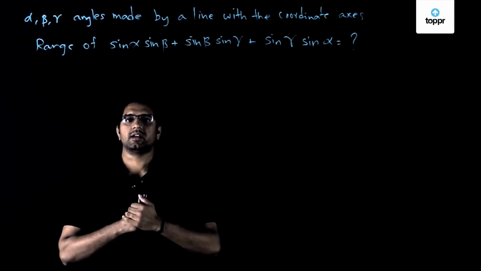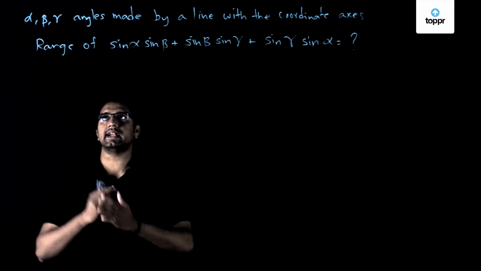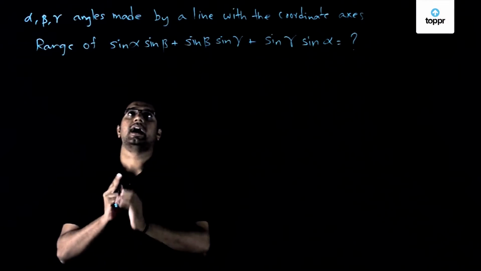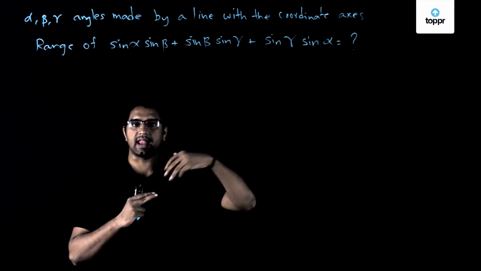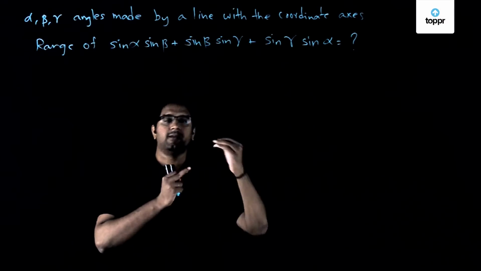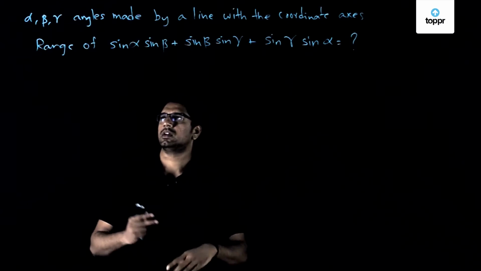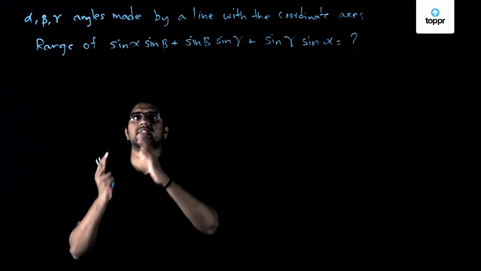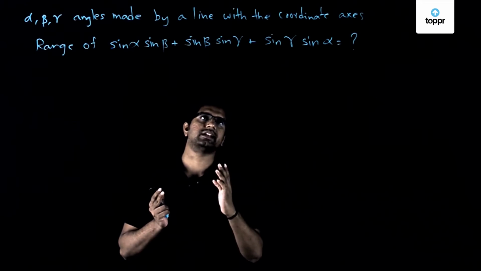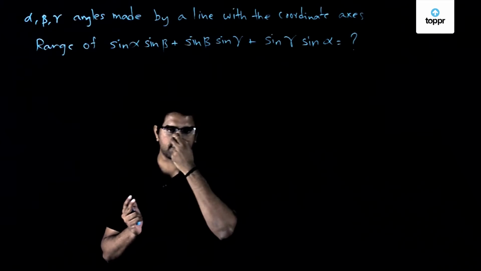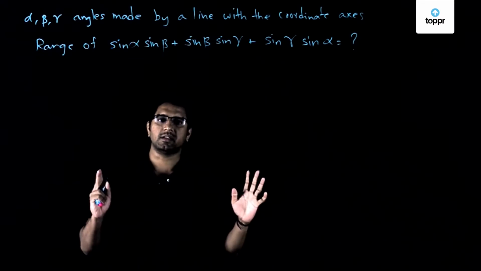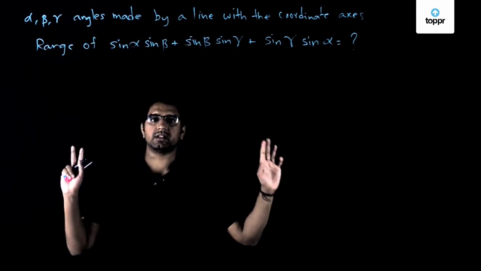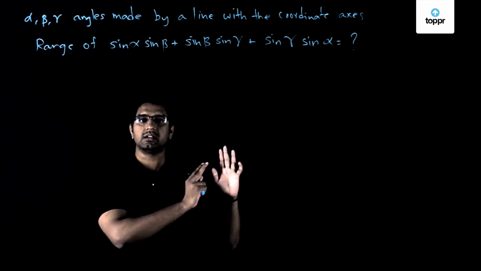In this problem, in 3D geometry, we have been given that alpha, beta and gamma are the angles made by a line in 3 space with the coordinate axis. We need to find the range of this expression, that is sin alpha sin beta plus sin beta sin gamma plus sin gamma sin alpha.